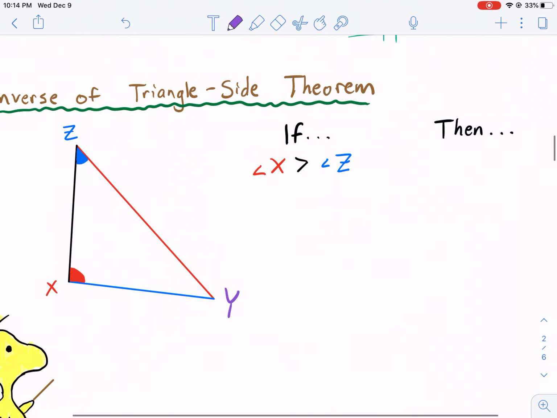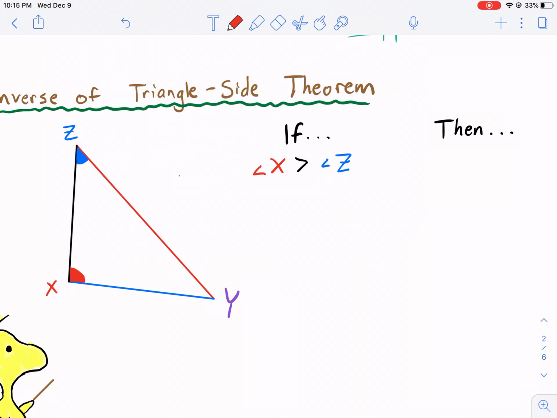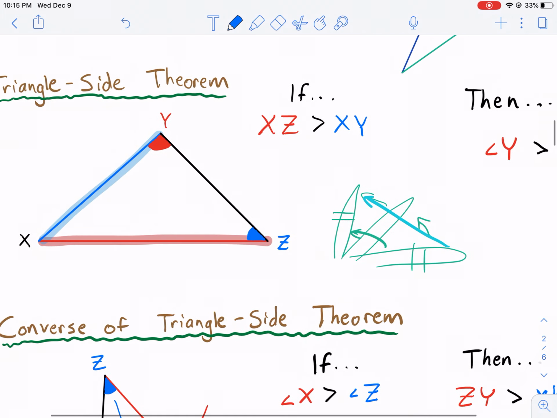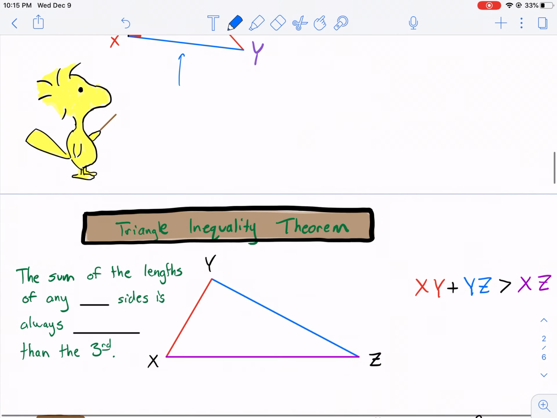Okay. If angle x is bigger than angle z, then we know that the side opposite it, so that's this side. X controls that side. So we know that zy, that side, is going to be bigger than the side opposite z. The side opposite z, the one that its arms control, is this blue side, and that's xy. So the bigger the angle, the bigger the side. The bigger the side, the bigger the angle. So it's the converse. That's all it means. Thank you, Woodstock, for showing us that.